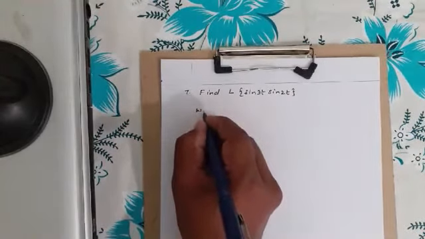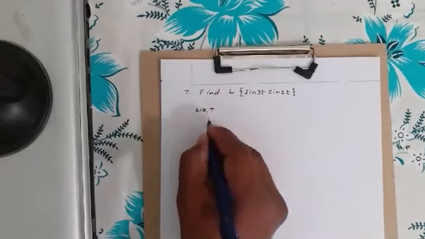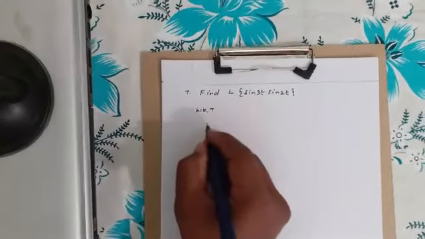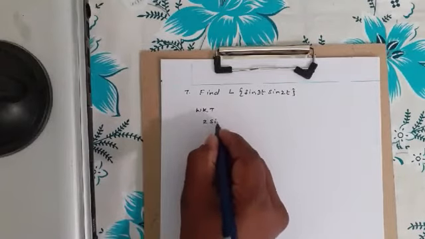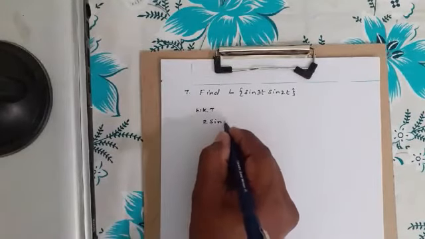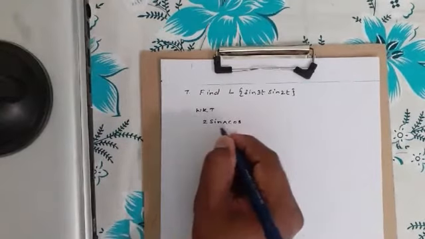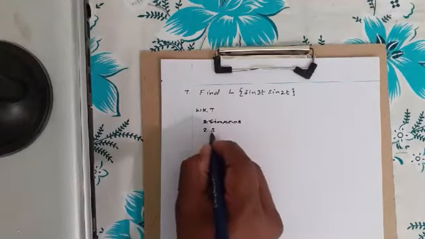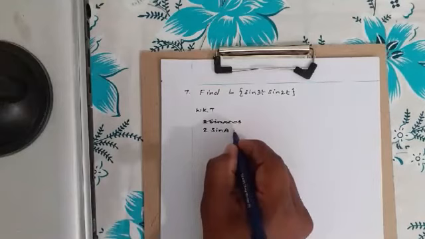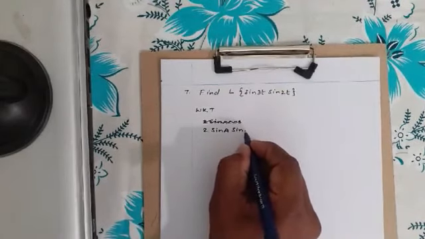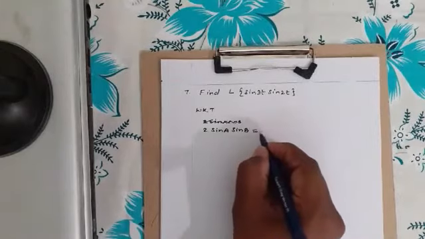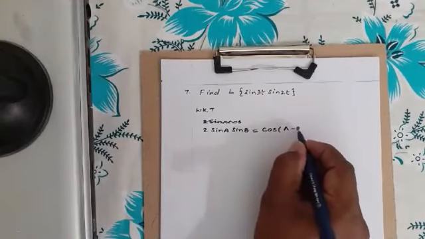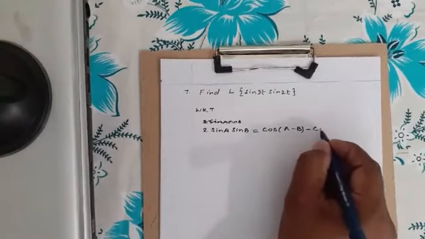So we have a formula in trigonometry. Here you can see if you multiply and divide by 2, then this becomes 2 sine 3t sine 2t. So I apply the formula for 2 sine A sine B, because we have both sine functions here. 2 sine A sine B is equal to cos of A minus B minus cos of A plus B.